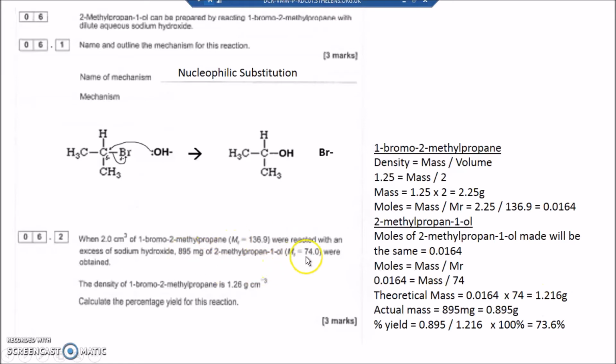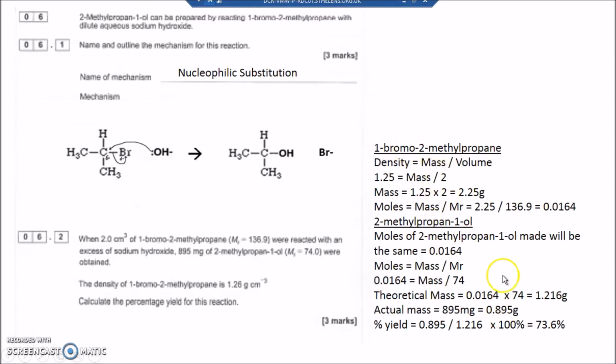Now it tells me how much I did actually obtain, how much I actually did get. So I'm going to introduce this bit now, which is my actual yield. 895 milligrams. I've got a problem though because my theoretical mass is in grams, so let's turn milligrams into grams and then we've got comparable units. 895 milligrams, small unit into a bigger unit like grams, I'm going to divide by 1,000. 895 milligrams divided by 1,000 is 0.895 grams. That's how much I actually did make.